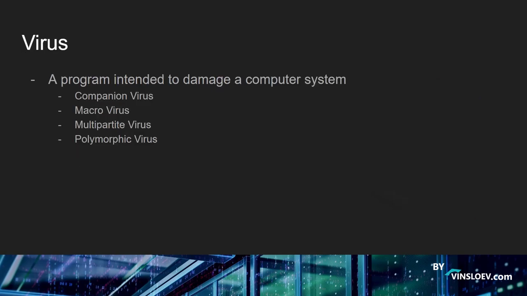So, virus. A virus is a program that is intended to damage your computer system, and most of us have at some time experienced that our antivirus application, which I hope all of you have installed, pops up and says we just blocked a virus or you are in danger or something like that. And that is probably because a virus has tried to execute something on your computer. But there are different types of viruses.